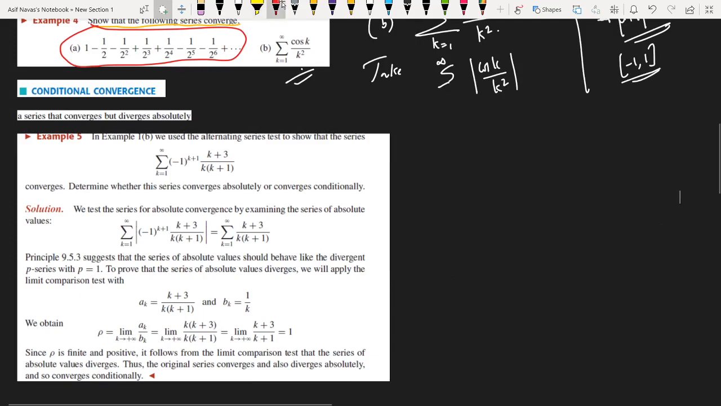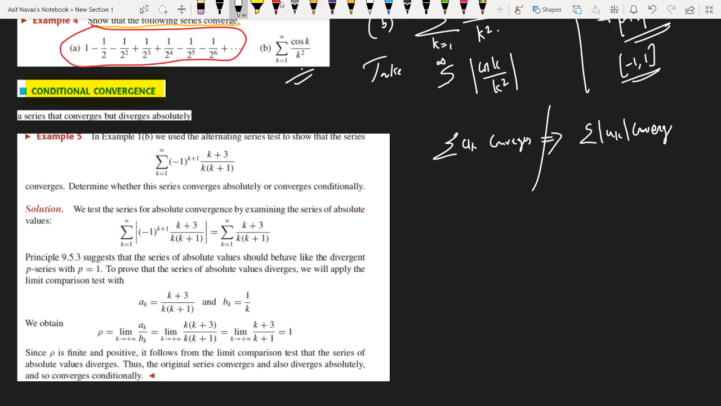Now, next is a very important topic, conditional convergence. I told you that a series being convergent doesn't imply it's absolutely convergent. A series sigma u_k converges, but this doesn't imply sigma mod u_k converges. So such series are called conditionally convergent series.